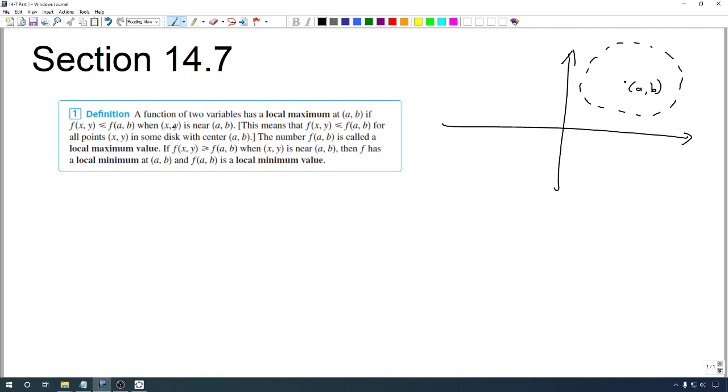And this doesn't say how big that disk could be. It can be a really small one. It can have a very small radius, and that would still make it a local maximum if that is still true. Of course, we have the opposite of being a local minimum, just being that the values of the function are always bigger than or equal to the value of the function at (a, b).